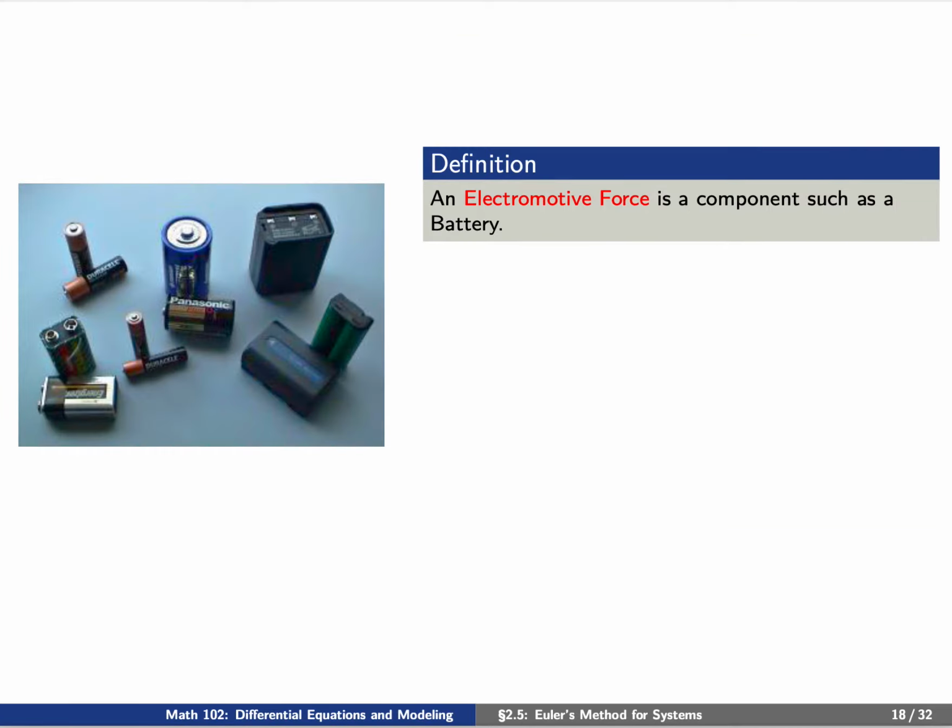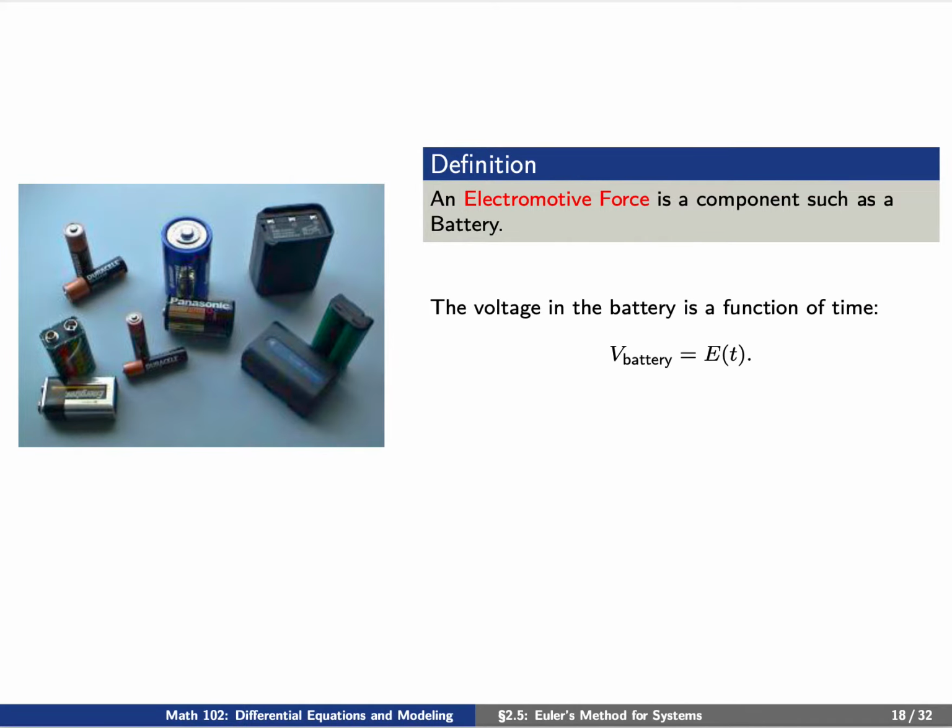And finally, I'd like to focus on what we'll call an electromotive force. This is a component that acts very much like a battery. The voltage in a battery might be a function of time. Of course, what that means is that the voltage in a battery might die as a function of time, or we might have something like AC, alternating current. In this case, the voltage is a sinusoidal wave. We'll see later that an electromotive force acts much like a forcing term in a spring mass system.